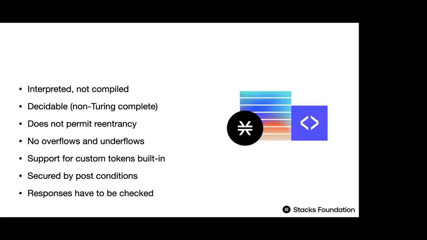If there's a function that returns a response type, so either it has succeeded or it failed, you have to deal with that response. You cannot ignore it. Otherwise, you cannot even deploy the contract. The contract will just be invalid.